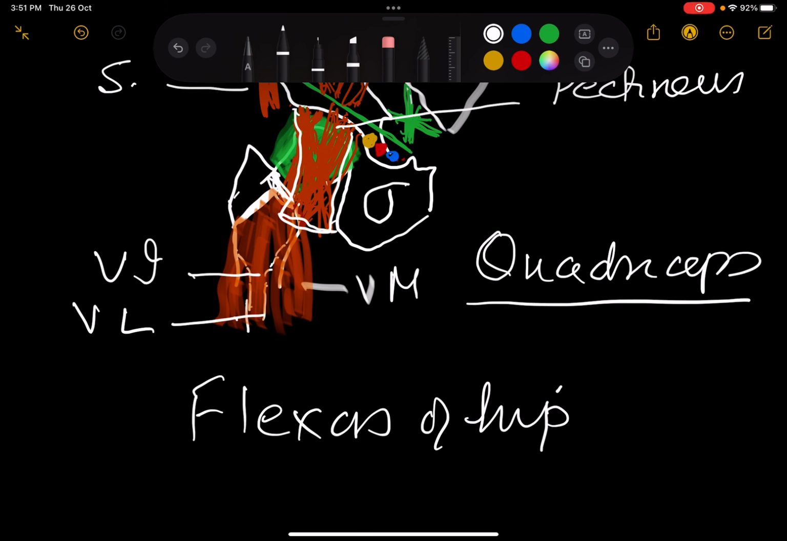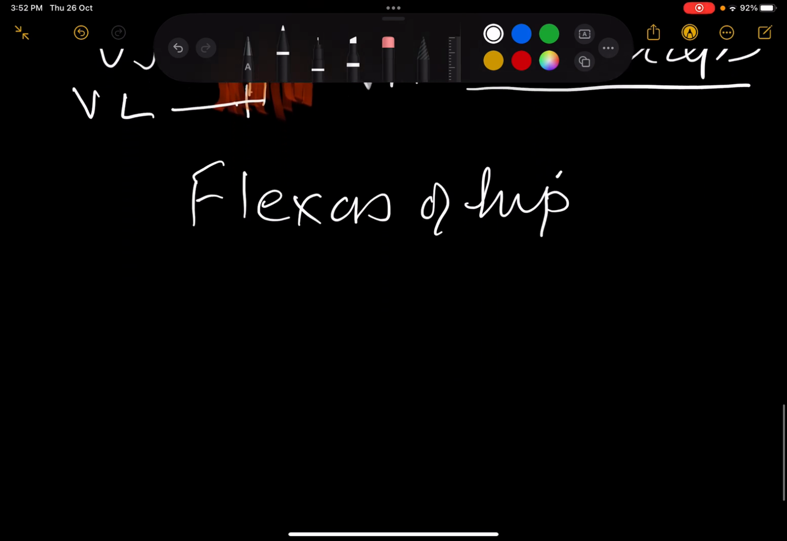And different from the adductors, which we have said are obturator externus arising from here, pectineus, quadratus femoris, and adductor longus, brevis, magnus. Alright, so these are the flexors of the hip.